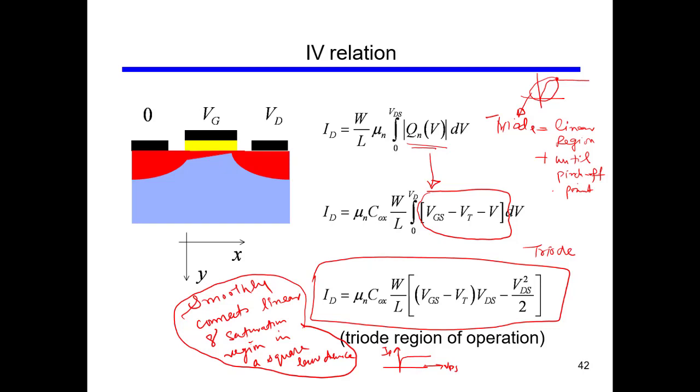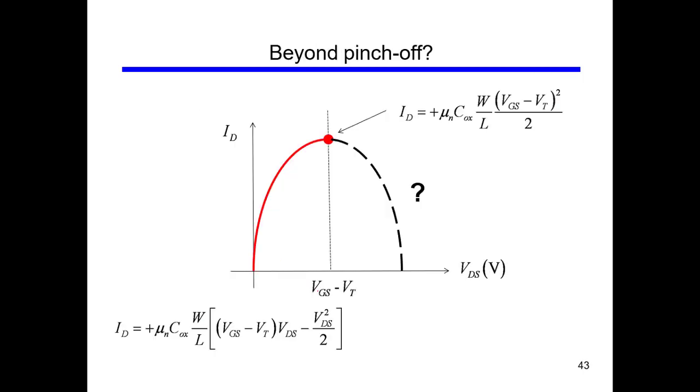We go all the way to the end of the linear region, and from the end of the linear region to the pinch off point, this whole region is called the triode region. So this equation is applicable to the triode region. If we plot ID versus VDS using this formula, it will nicely follow the curve, up to this point, which is our pinch off point.